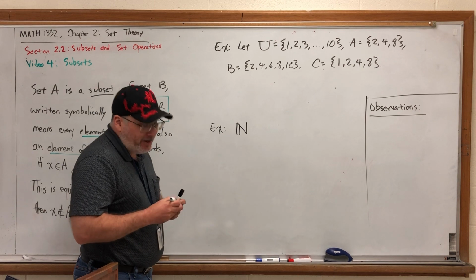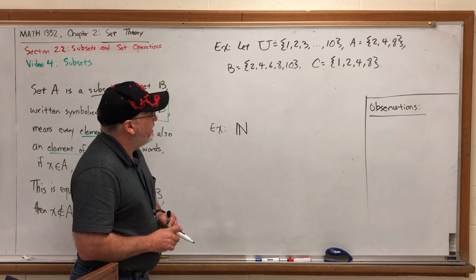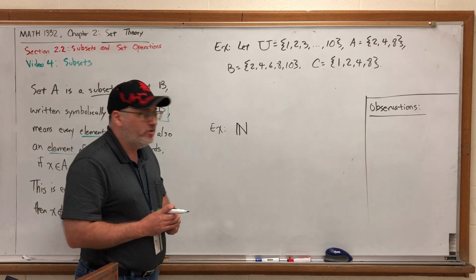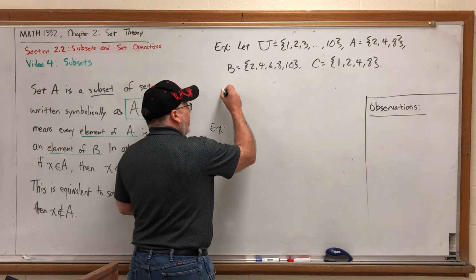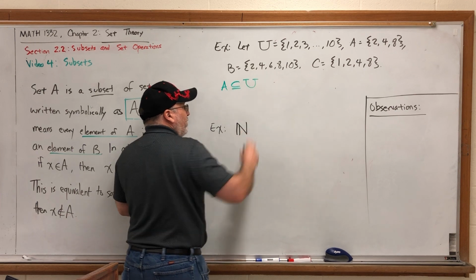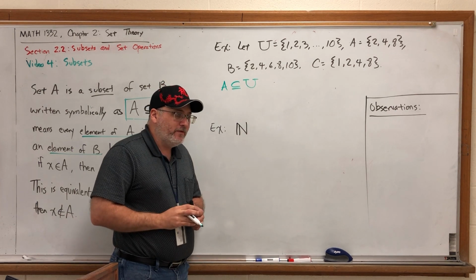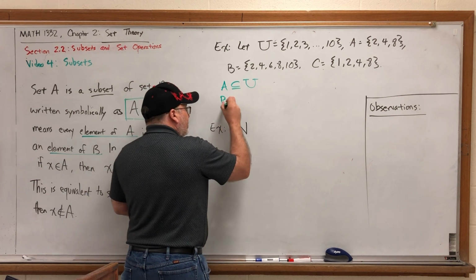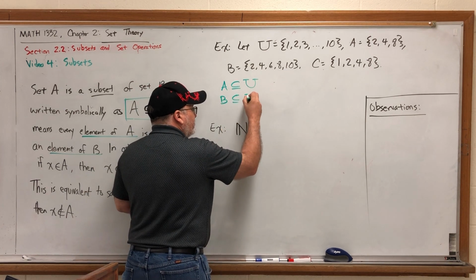Let's start with set A. Is set A contained in the universe? Well, wait a minute, all of these are contained in the universe. So instantly we can say A is a subset of U. By default, any set in a universe must be a subset of that universe. So all three of these are subsets of the universe.